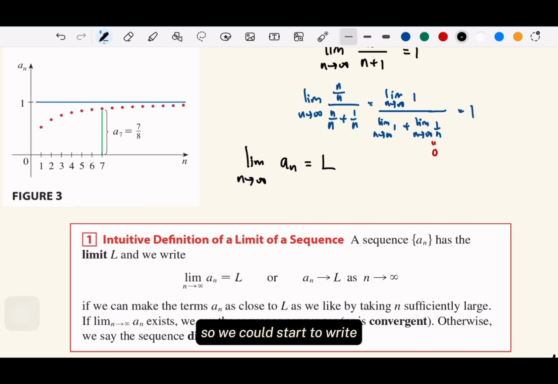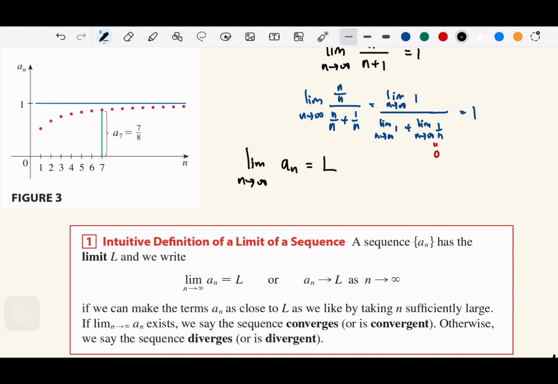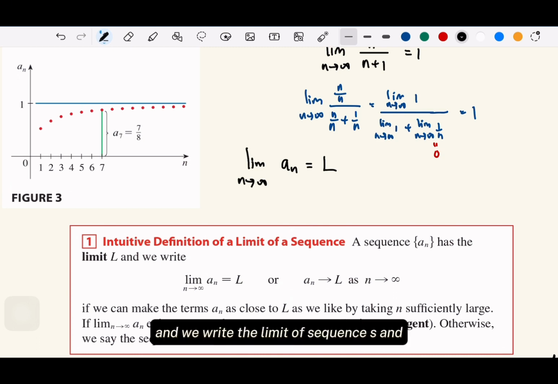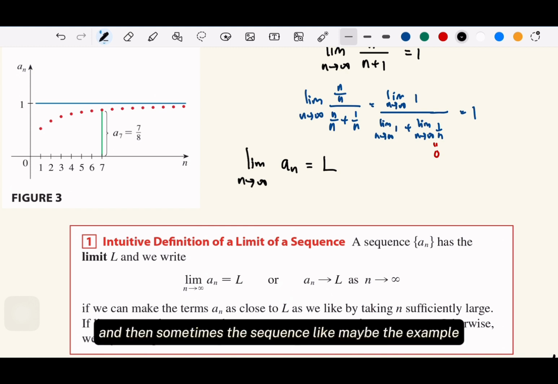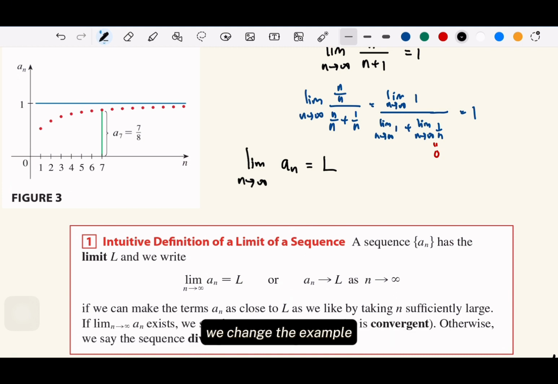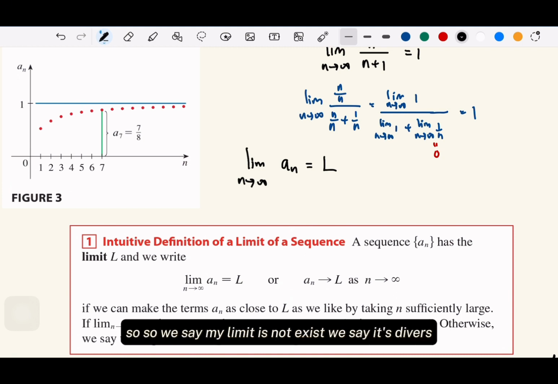So we could start to write the intuitive definition. Okay? A sequence has the limit L, and we write the limit of the sequence as n getting larger, or getting infinite, is equal to L. Or we could say a_n is closer to L as n gets larger. And then sometimes, like maybe in another example, the limit does not exist. So when the limit does not exist, we say the sequence diverges. And if the limit exists, we say it converges.